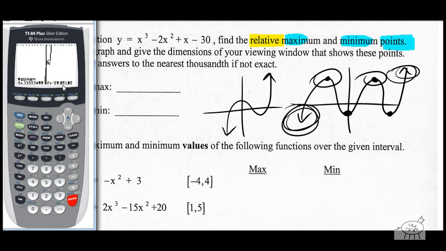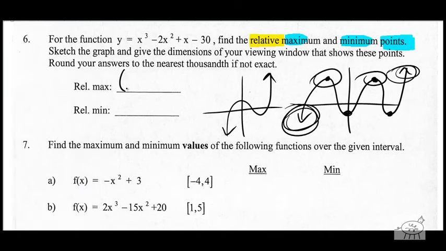So let's just write that in there. It's going to be negative 0.333, comma, negative 29.852. Okay, so again, I'm asking you for points. Make sure you give it to me, okay? As opposed to if I asked you for a maximum value, that would have been just a y value. You would have said negative 29.852.